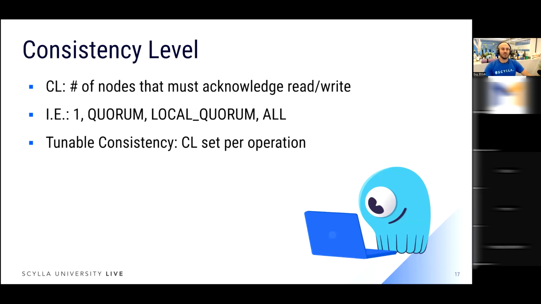Another important concept is the consistency level. So ScyllaDB, together with Cassandra and others, has something called tunable consistency, which means that the consistency can be set per query. Okay, so we might have one query that requires a higher consistency, whereas another query in the same application would require lower consistency. So that's completely up to the user to set that up. And the definition of the consistency level is the number of nodes that must acknowledge a read or a write request. Okay, some examples are quorum, one, or all.